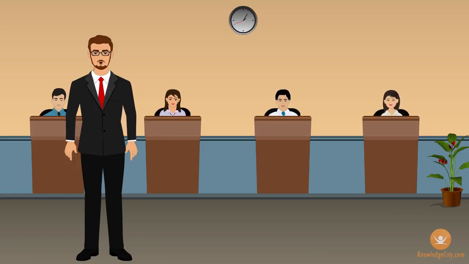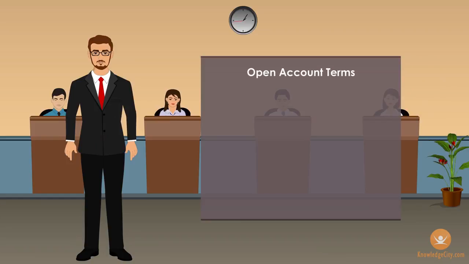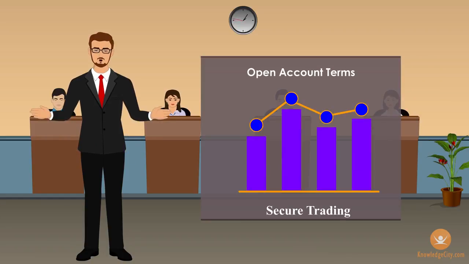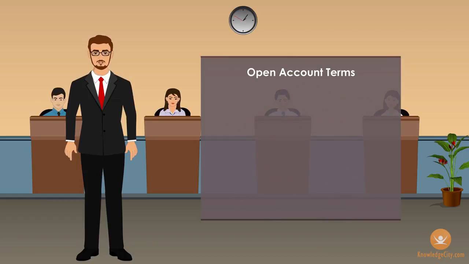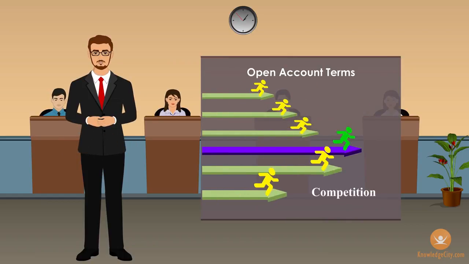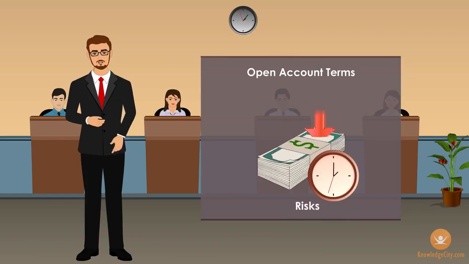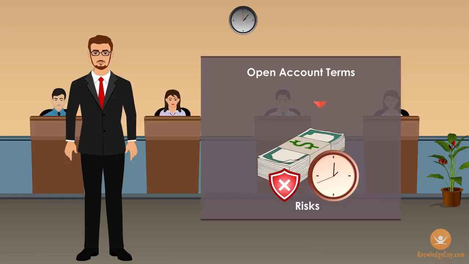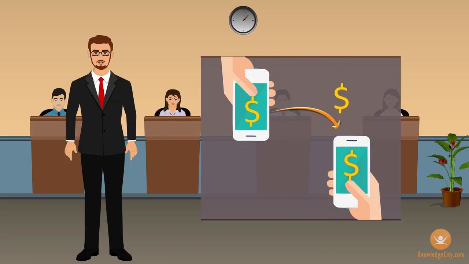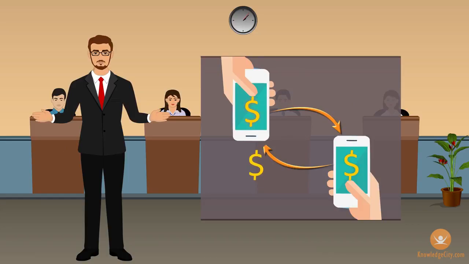Factors that may affect the use of open account terms include secure trading relationships or markets, competition in the global markets, and the risks that the exporter faces. The international money transfer is more frequently used to settle trade debts than bank draft due to its speed of transmission, reliability, and that funds, when received by the exporter, are immediately available.